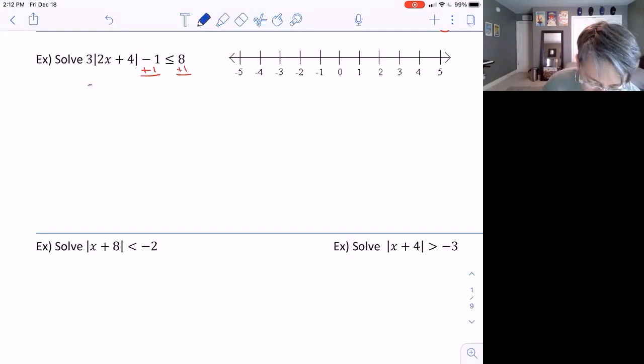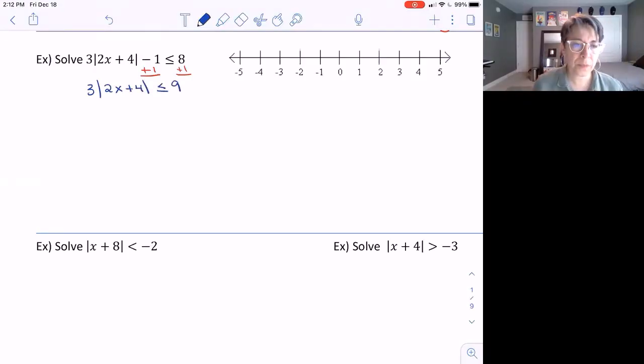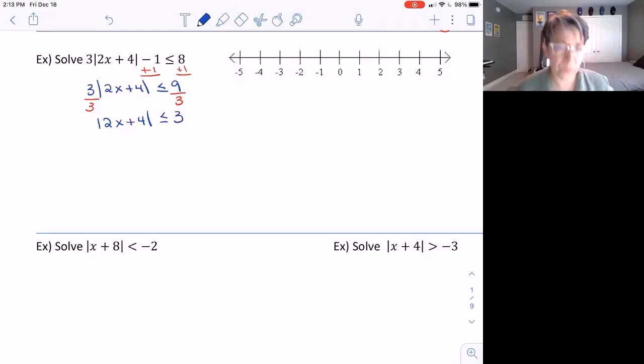And that will give us 3 times the absolute value of 2x plus 4 is less than or equal to 9. Then let's divide both sides by 3. And so we get 2x plus 4, that quantity in absolute values, less than or equal to 3. Now we can do our 2 options.